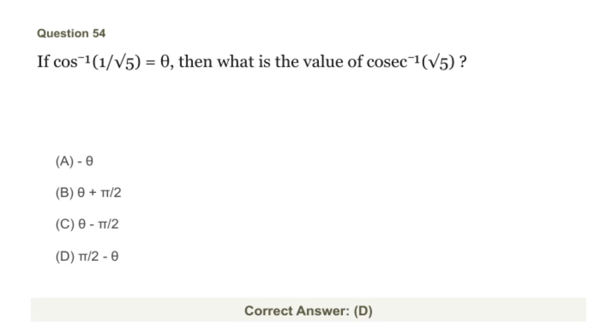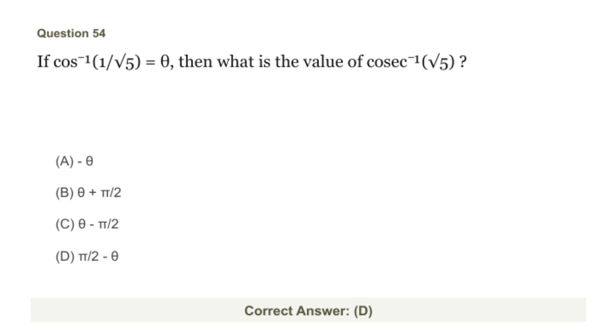Let's analyze this problem carefully. We are given that cos inverse of 1/square root 5 equals theta. Our goal is to find the value of cosec inverse of square root 5. Now, remember that when we have inverse cosine and inverse cosecant functions, we're essentially working with angles that satisfy certain ratios in a right triangle. Since cos inverse of 1/square root 5 equals theta, it means that the cosine of theta is 1 over square root 5. From this, we can determine the corresponding sine value using the Pythagorean theorem.